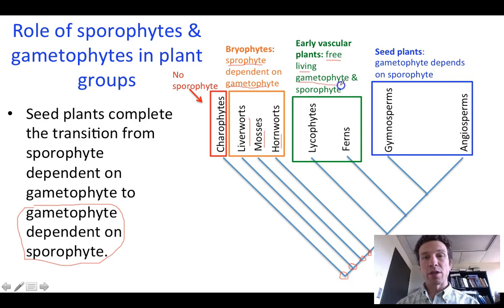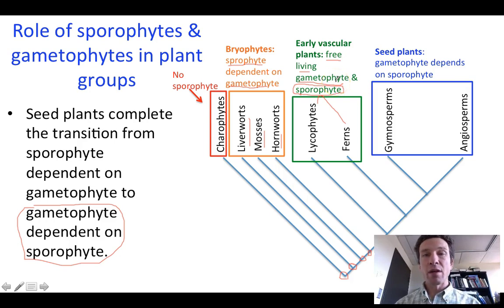so that's the haploid generation. They also have a free-living sporophyte generation. And unlike the bryophytes, in these two groups, the sporophyte is now the dominant generation. It is the one that is large and the one that we would encounter if we were walking around.